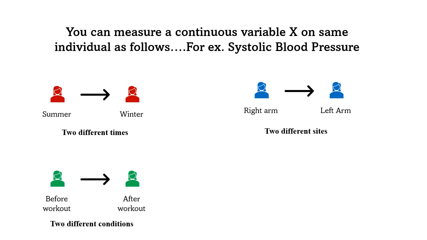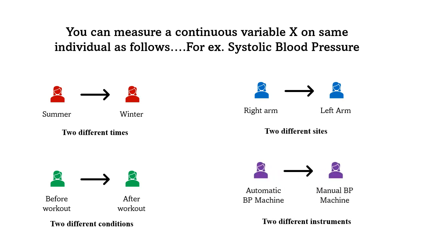And then there is another condition, like when you are using two different instruments, one automatic BP machine and the other manual BP machine, and if you want to see whether there is any difference in the systolic blood pressure between these two instruments, then also we can use the paired t-test.